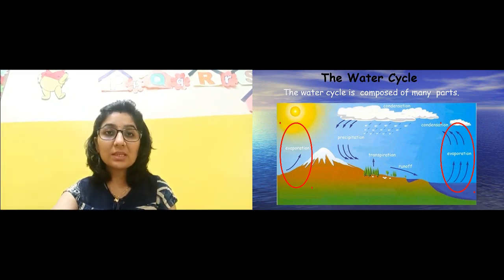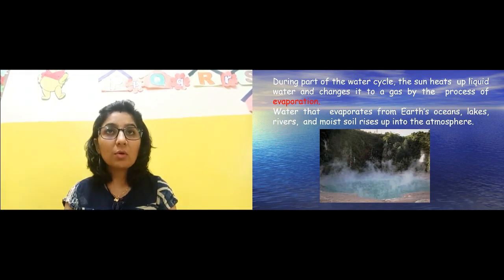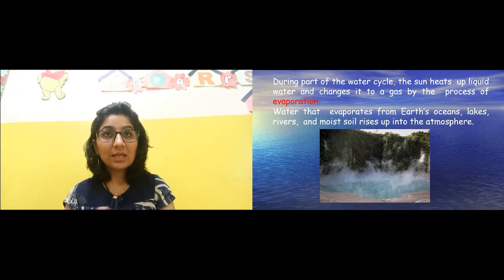Okay, now what is evaporation? Basically, it is the conversion of water into vapor. Water changes into vapor by the heat of the sun. This happens because of the heat of the sun, so the sun is responsible for that. The sun will heat up the liquid water, and it will change into gas. This process is called evaporation. And then this evaporated water from the sea, from the river, or from wherever on the surface of the earth, where will it go? It will rise up and go into the atmosphere. So this is the evaporation, which is the first step of the water cycle.